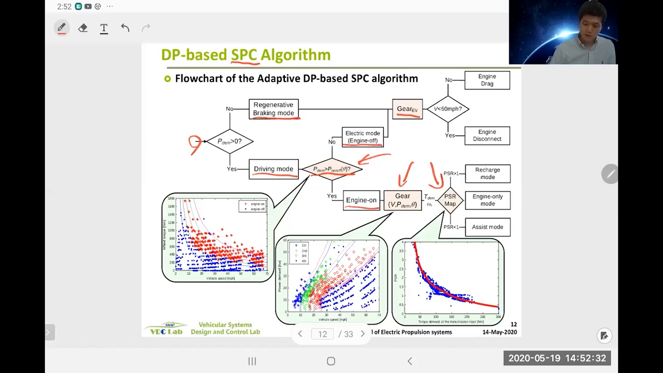But for the regen case, if vehicle speed is smaller than 60 km/h, then we're going to disconnect the engine. If it's higher, then we're going to do engine drag, because at high speed, engine disconnect and reconnect can hurt the drivability. Anyway, EV is relatively simple. The EV path is relatively simple to optimize, okay? Because you only have one power source, the motor.